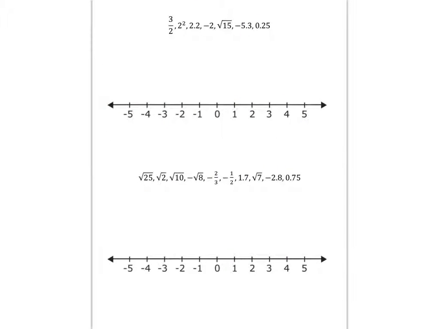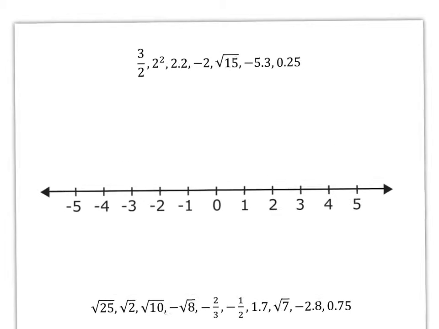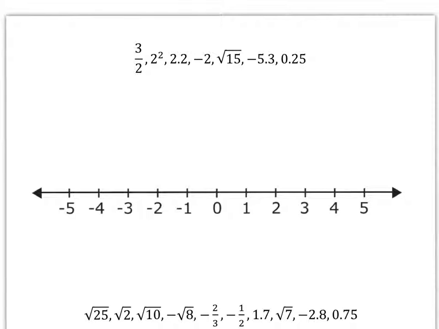All right, let's take a look at this top example here, and we'll just go through one more, and save the last one perhaps as a warm-up during class. So 3 over 2 here simplifies to be 1.5. So I'll go ahead and label that 1.5 about right there. So that's 3/2. 2 squared is really 4. So I'll put that right here, and that's 2 squared.